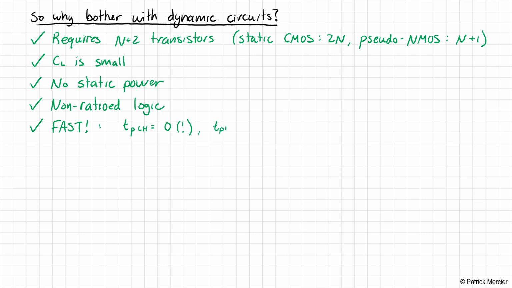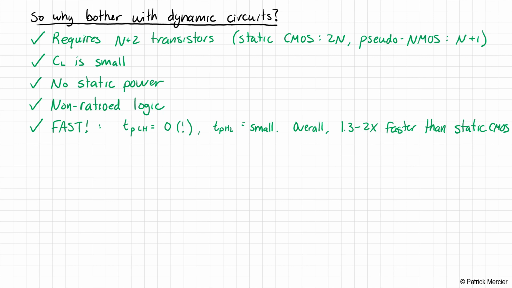The propagation delay from high to low, we're going to say is small, smaller than static CMOS. So in the end, overall, when you factor in all of the overhead, we say it's something like 1.3 to 2x faster than static CMOS. And that's the main reason why we use dynamic logic: because it's faster.